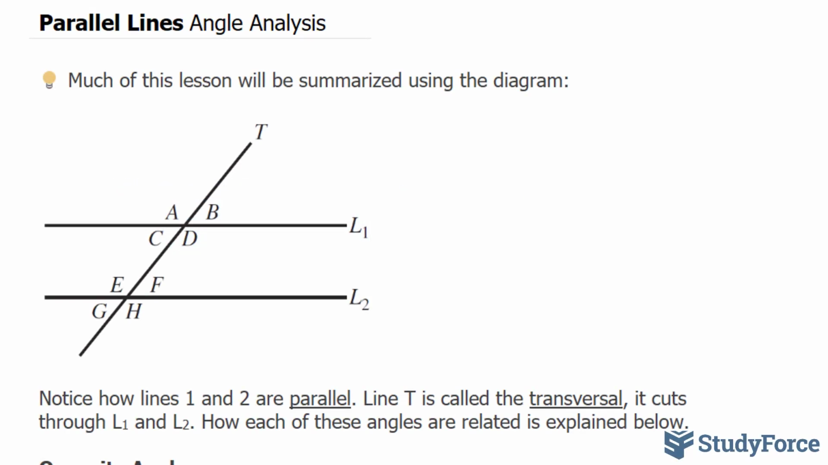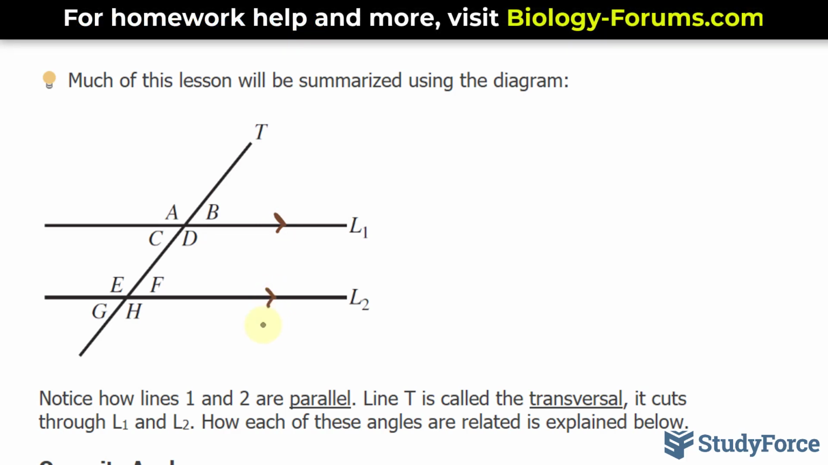In this lesson, we will learn about parallel lines and the angles they make with lines crossing them. Much of this lesson can be summarized using the diagram that you see. Notice that we have two lines, L1 and L2. They're parallel. And to represent parallel lines, we often use arrows. So these two arrows indicate that L1 and L2 are parallel.